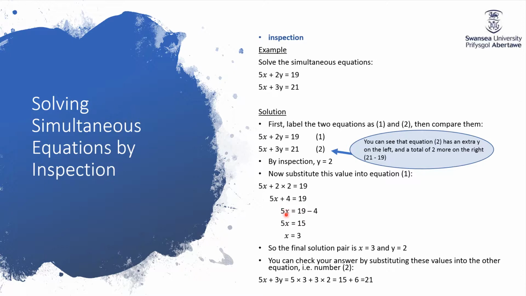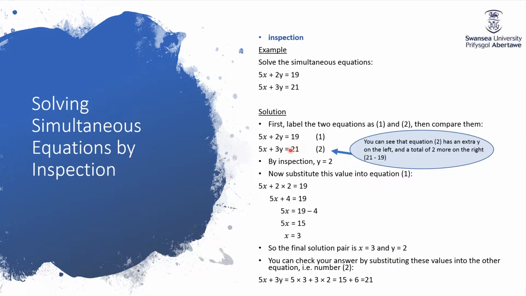And we take 4 off both sides to give us 5x equals 19 minus 4. And that gives us 5x equals 15. And then we divide both sides by 5 to leave x by itself, which equals 3. So therefore, the final pair is x equals 3, as we worked out here, and y equals 2, as we worked out here. Now it's always good for these examples to then substitute your numbers back in to the equation you didn't use.